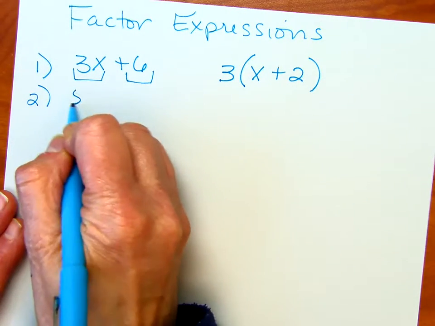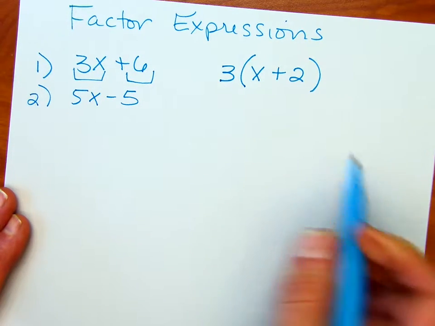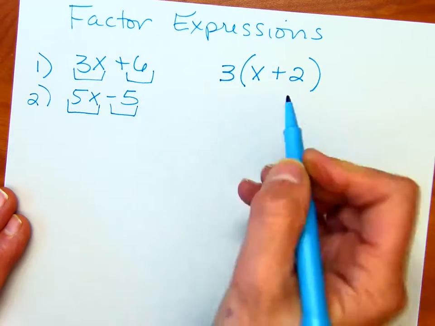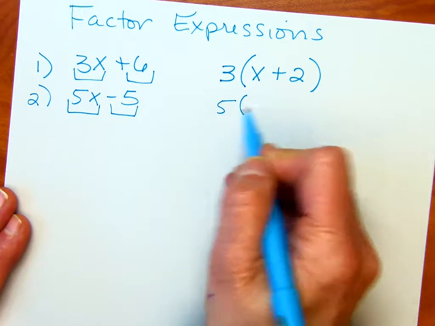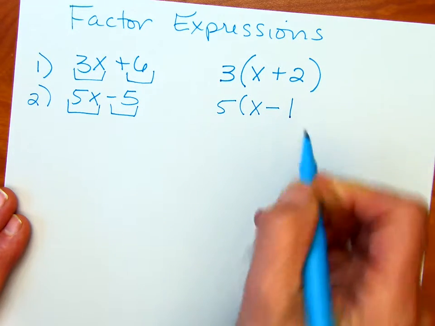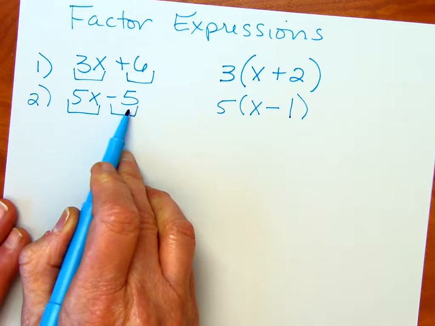I'm going to say we have 5x minus 5. And if you're thinking 5 will go into both terms, you're correct. 5 times the quantity of x minus 1. And the reason it's a 1 is because 5 goes into 5 one time.